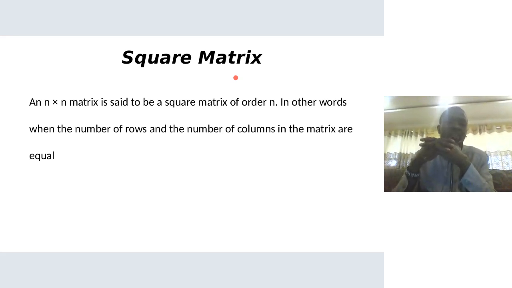If it is a 2-by-2, then that is a square matrix of order 2, to mean that it has got 2 rows, 2 columns. Now, if it is a 3-by-3 square matrix, then we define it as a square matrix of order 3, and not a 3-3 square matrix. So please take note of that.